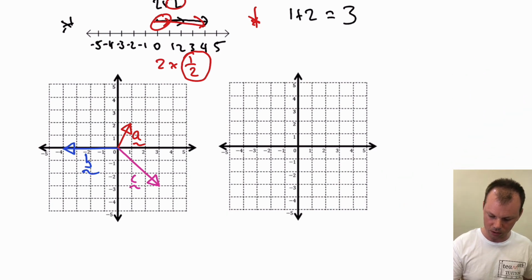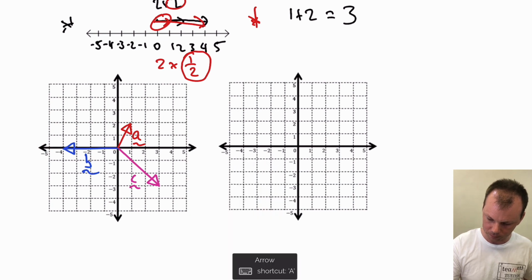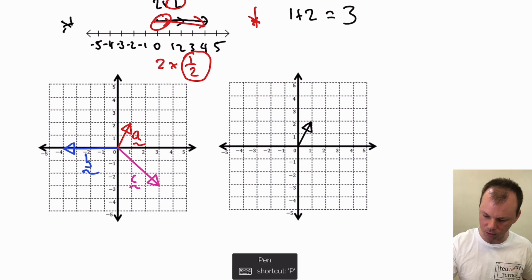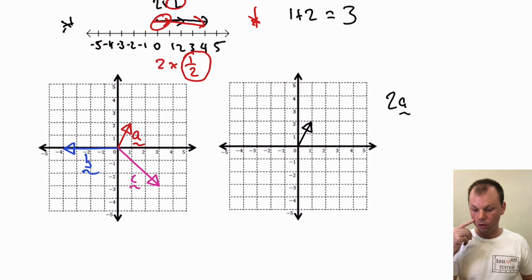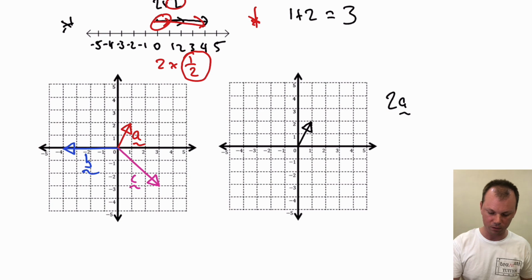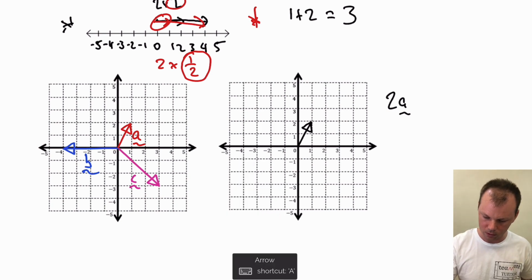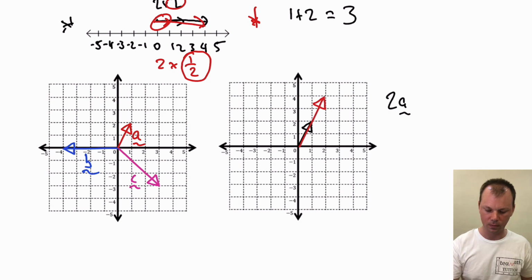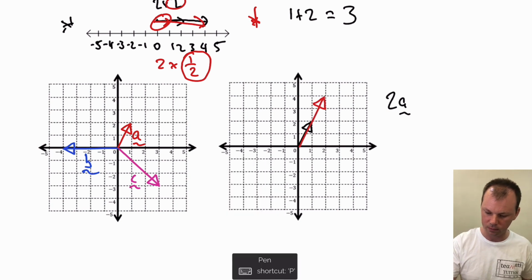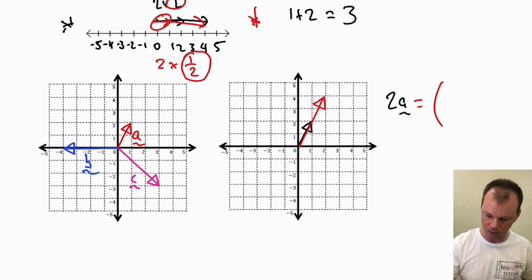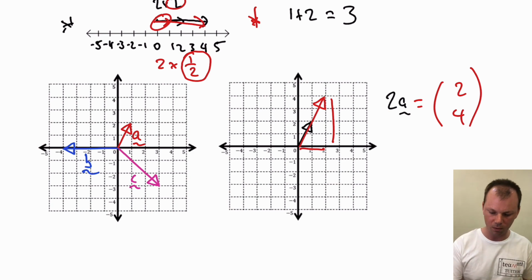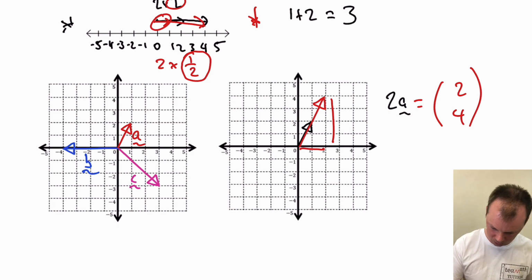So we've got, let's do the vector a. Now, if I was to multiply a by 2, we can write that as 2a. All I'm doing is I'm scaling it up by a factor of 2. So I'm drawing, that's 1, and that's another one. So I can say that 2a is equal to, it's going 2 across, and it's going 4 up, 2, 4. And that's it. If I was to do it by a half, we can also do that.